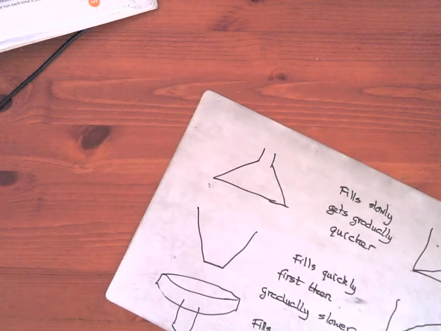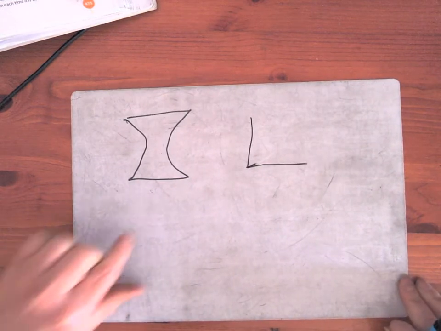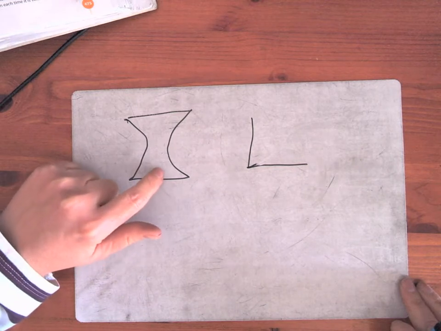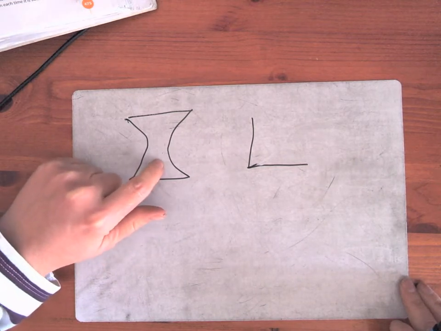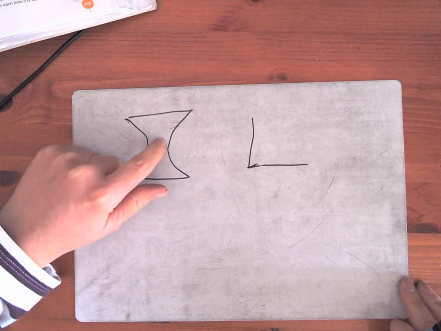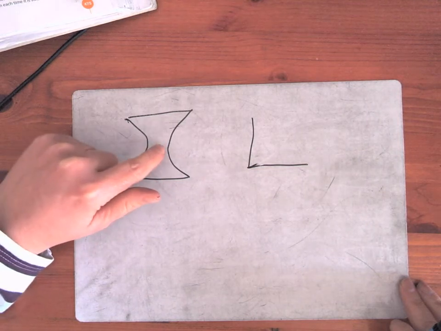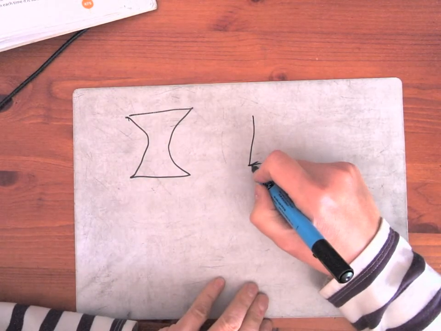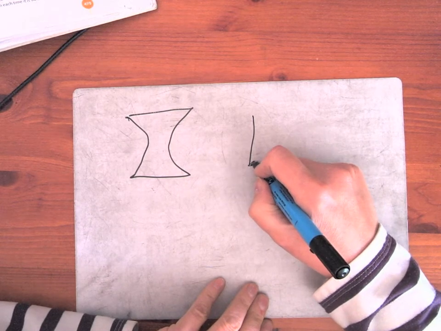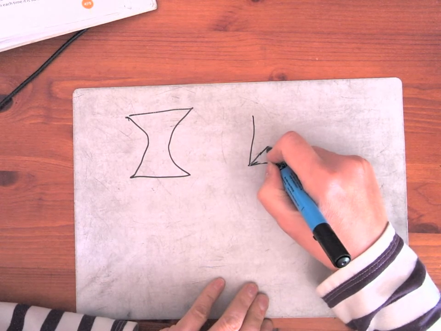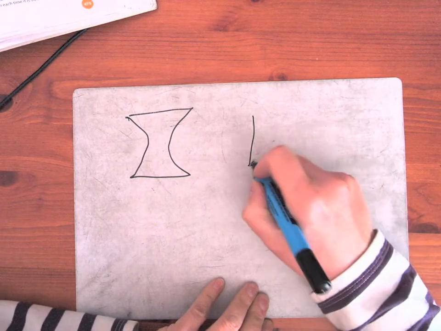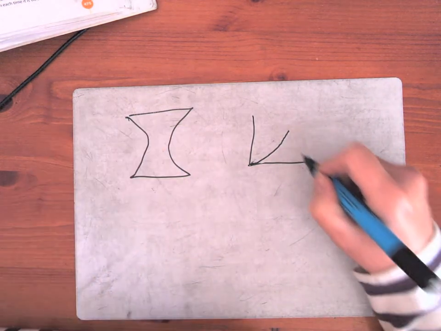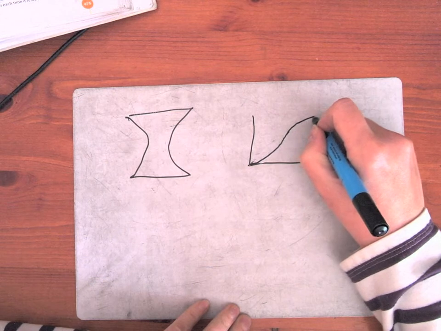Finally, my last one is this one here. It fills slowly at the start, and then it gradually gets quicker. And then when it gets up to here, it starts filling more slowly again. So it's a gradual change because it's tapered in. It's quite slow, it's getting quicker, and then it starts to slow down again, so it's curving again and flattening out.